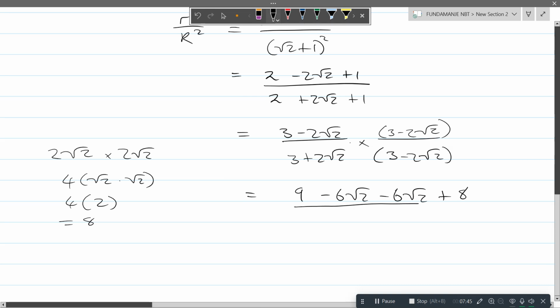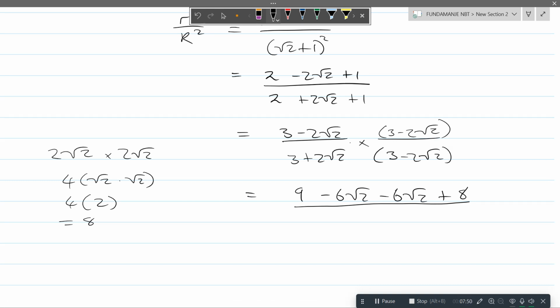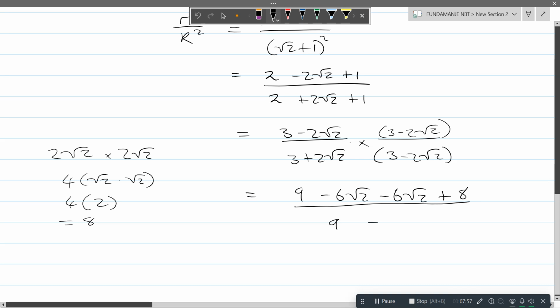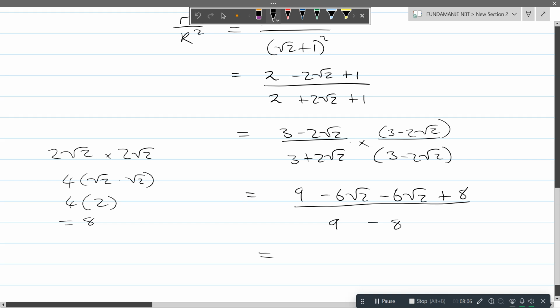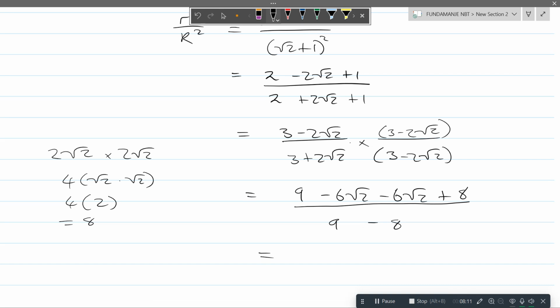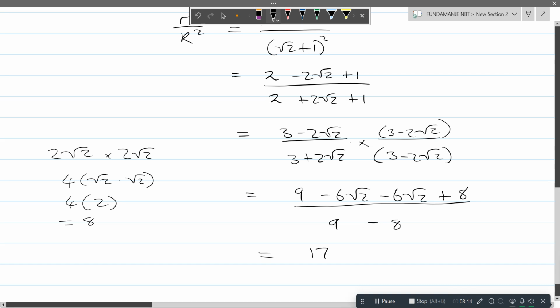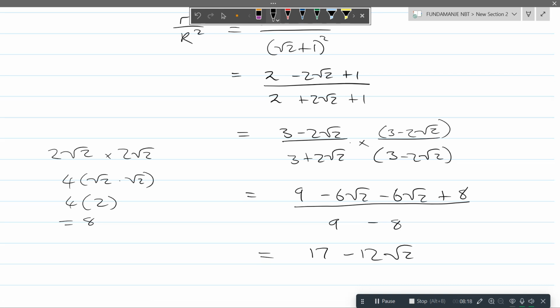And then at the bottom, this is just going to be a difference of two squares, because we see here 3 plus and then 3 minus the same thing. So we just square both of these. So 9 minus, what's the square of this? We just did it over here, that gives us 8. So 9 minus 8 gives us 1, which means we're going to be left with 9 plus 8, collecting the like terms here, that gives us 17. And then minus 6 root 2 minus 6 root 2, that gives us minus 12 root 2.